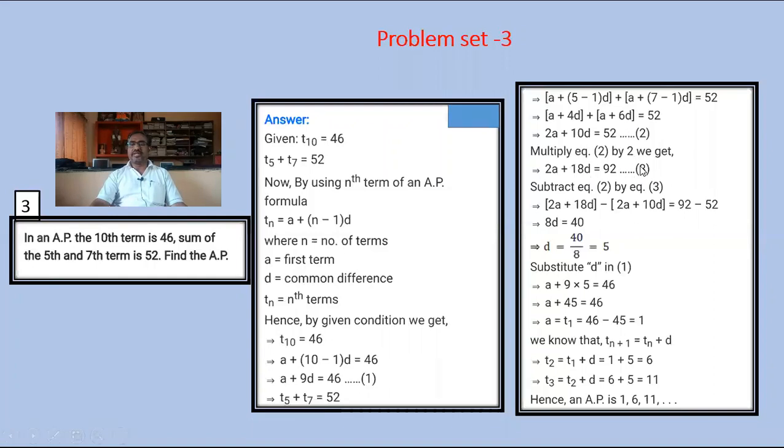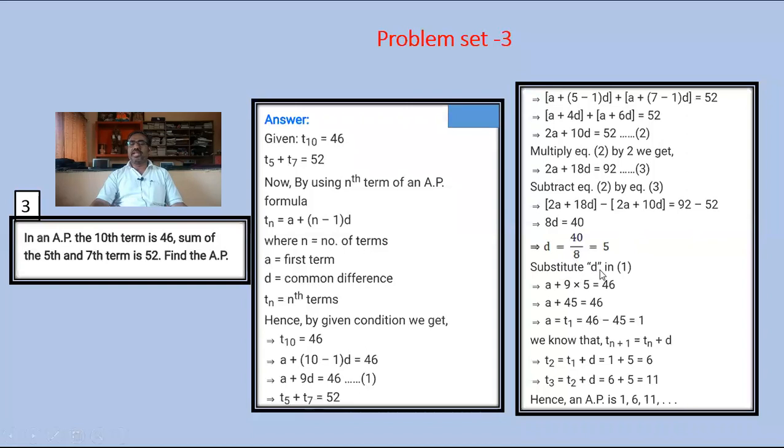From equations 2 and 3, subtract equation 2 from equation 3. Then 2a plus 18d minus 2a minus 10d is equal to 92 minus 52. 2a minus 2a gets cancelled, and 18d minus 10d is 8d, equal to 92 minus 52, which is 40. Therefore 8 goes to the RHS side and we divide: d is equal to 40 upon 8. 8 fives are 40. Therefore the value of d is equal to 5.